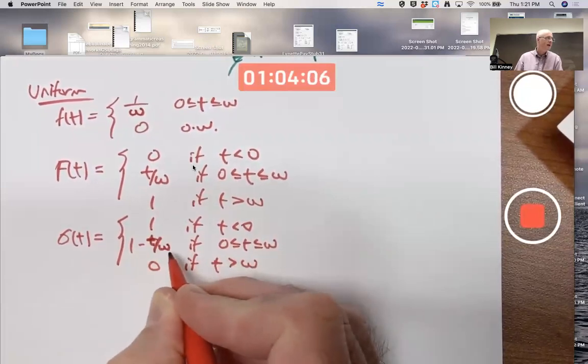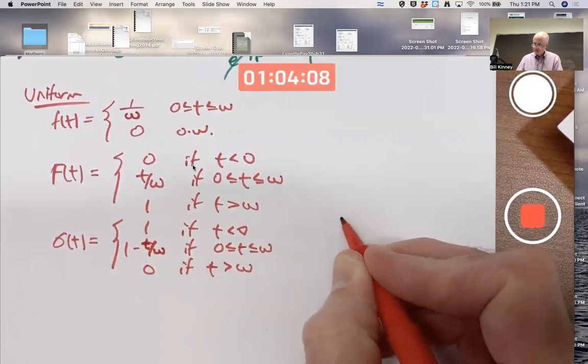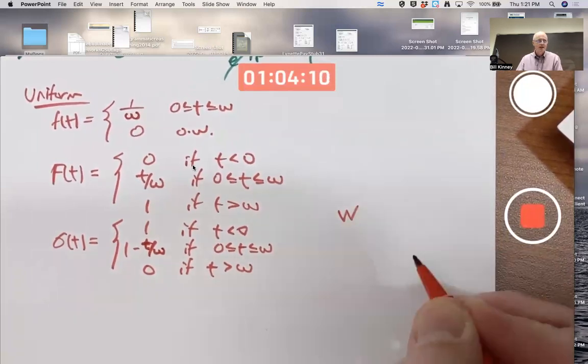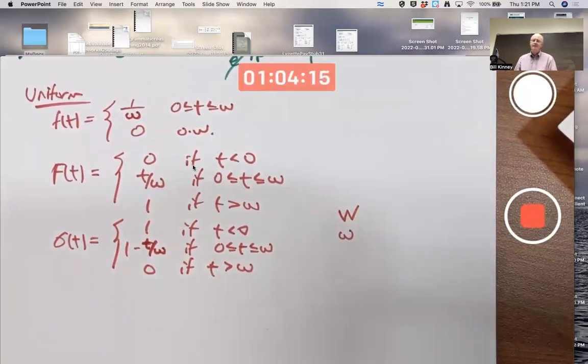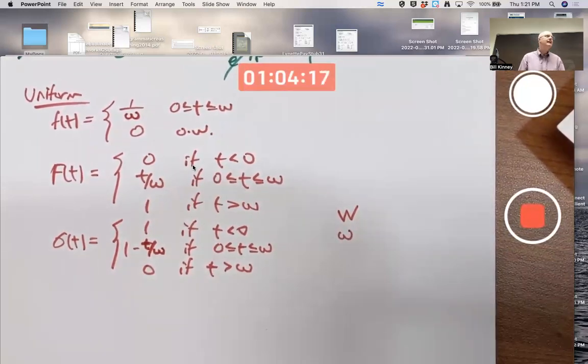That's a 1 minus t over omega if you can't quite tell. That's not a w, it's an omega. That's why mathematicians always make their w's pointy, because that's a w. This is not a w, it's an omega. It's like the z's and 2's like we talked about the other day.